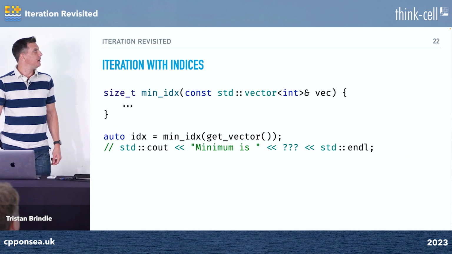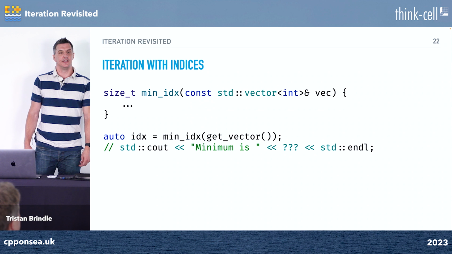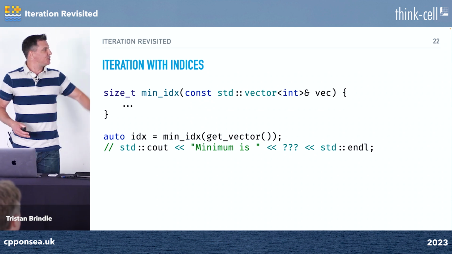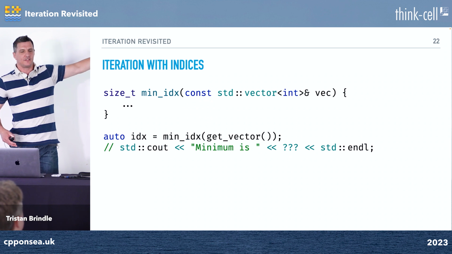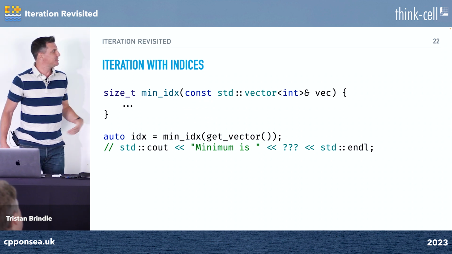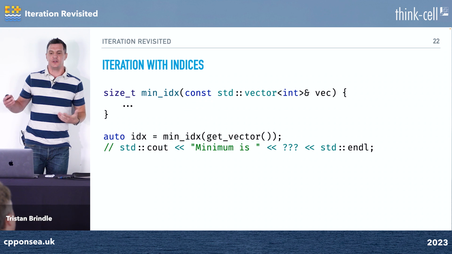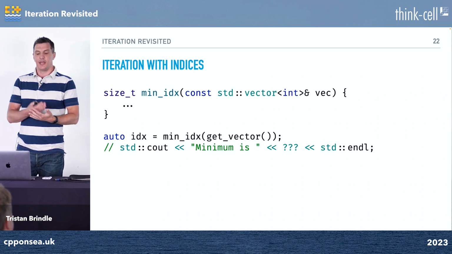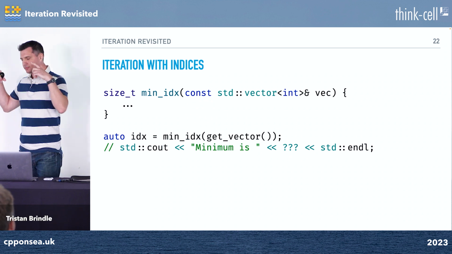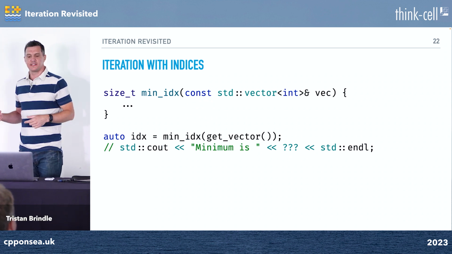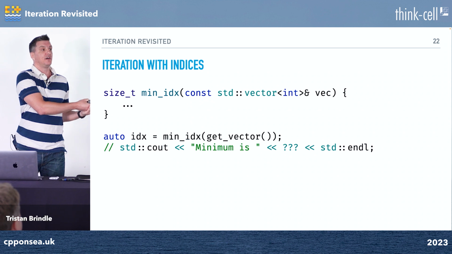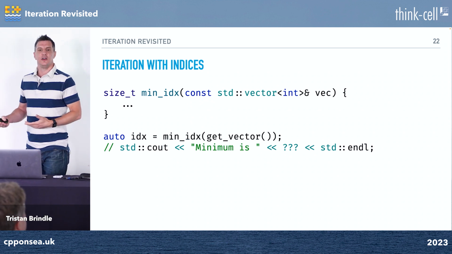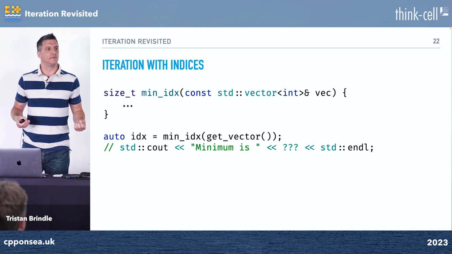So what about our min elements problem? If we imagine we've got some min index function, it's only a few lines of code, but the lines of code aren't really relevant. What's important is the interface, right? So we've got our min index function now. Previously, it was min iter. Our min index function now is taking a const reference to a vector and returning the index of the minimum element. And so what happens when we call this with some temporary vector?